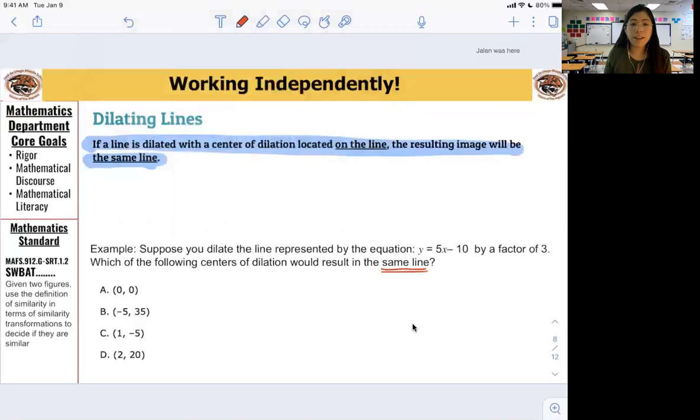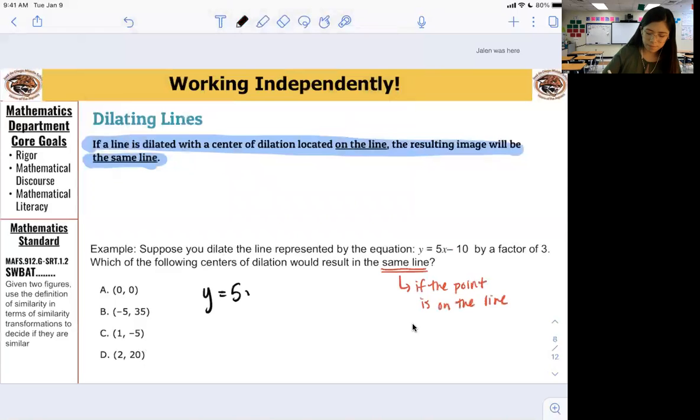So remember what I just said. If the point is on the line, it would end up on the same line. So what we need to figure out is which of these points is located on y equals 5x minus 10. Now, Perla says it's not A. How do you know?